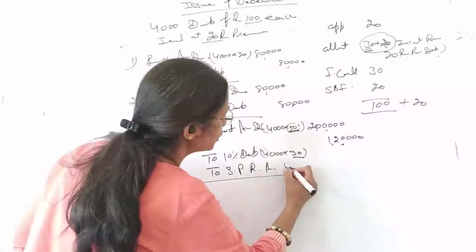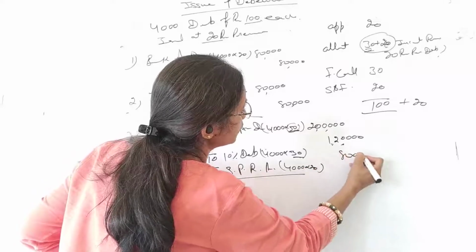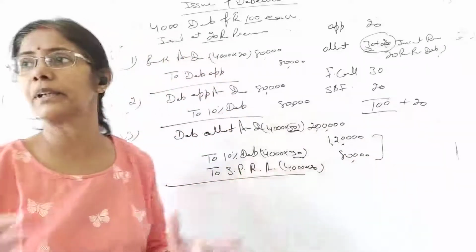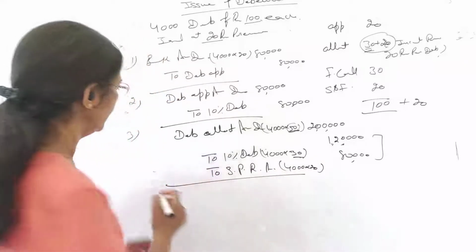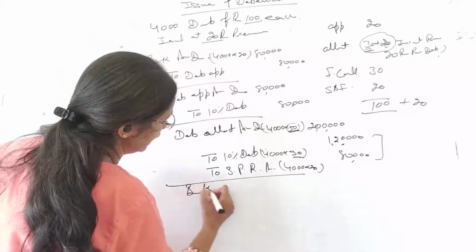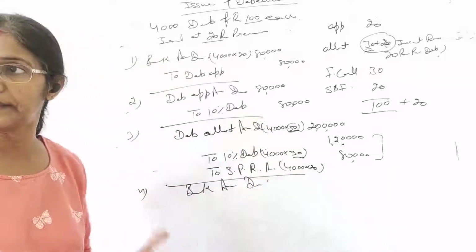Right? How much? 4,000 into 20. So this is 80. Now you can verify your debit and credit is equal. Is that clear? Fine, students? Now next you will receive the amount. The questions are still simple, no areas and all.